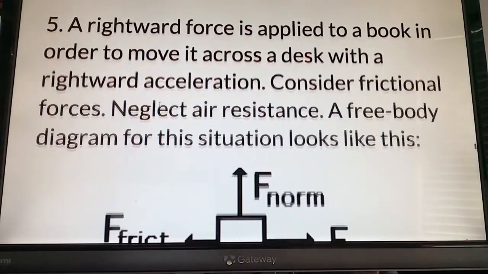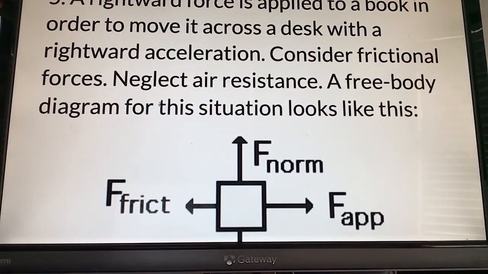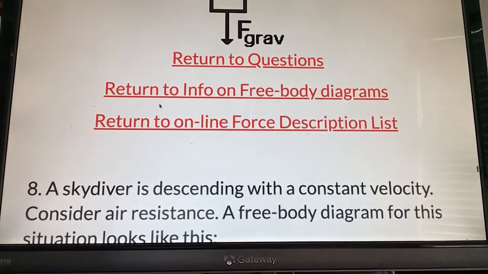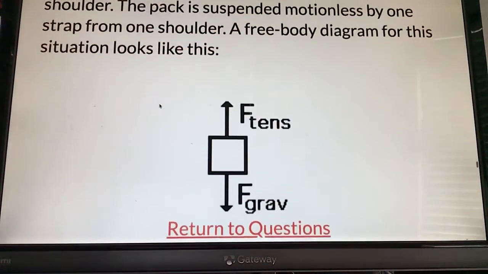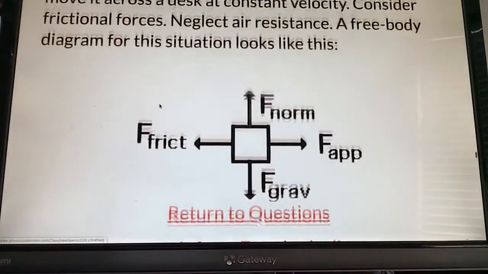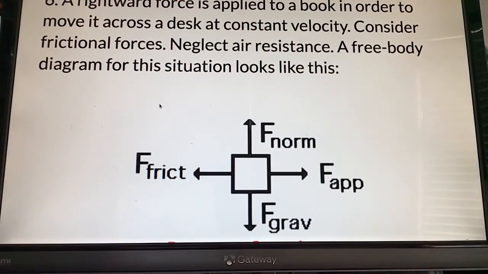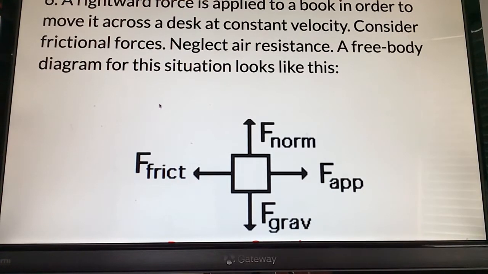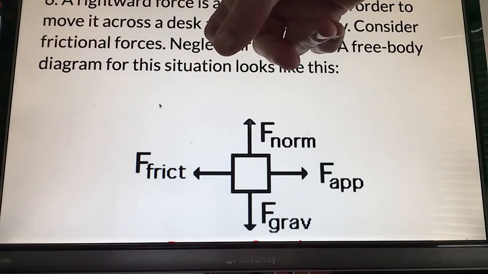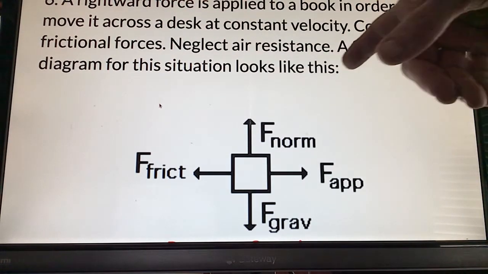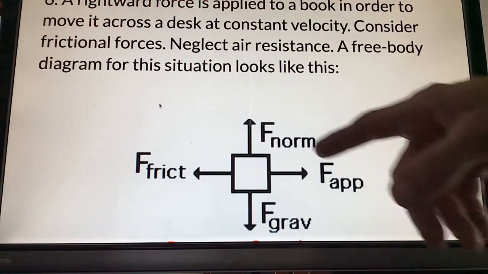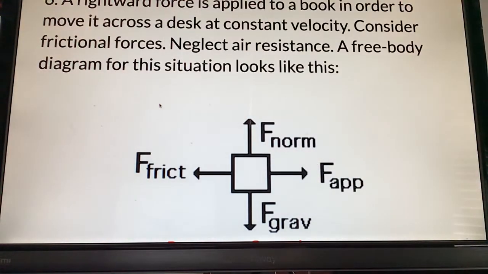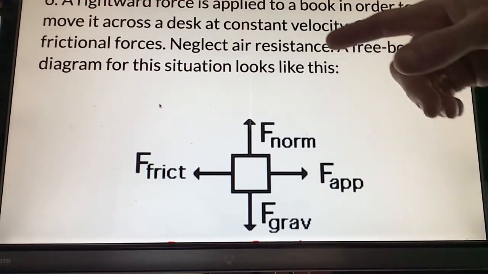Next one. A rightward force is applied to a book in order to move it across the desk with constant velocity. So consider frictional forces, neglect air resistance. It's not falling, doesn't matter. A free body diagram for this situation looks like this. So here's the book. It's moving across the table, but it's at a constant velocity.